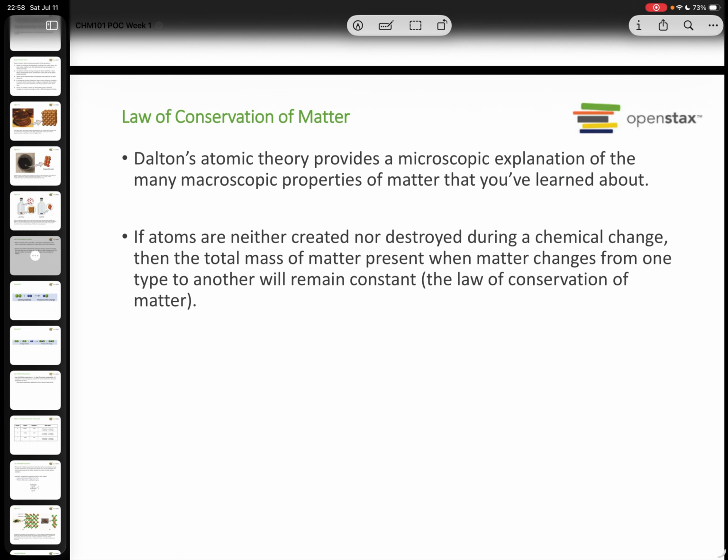So, if atoms are neither created nor destroyed during a chemical change, then the total amount of matter should remain constant. So, this is the law of conservation of matter. So, in a properly closed system, the total mass before a reaction is equal to the total mass after the reaction. Okay?